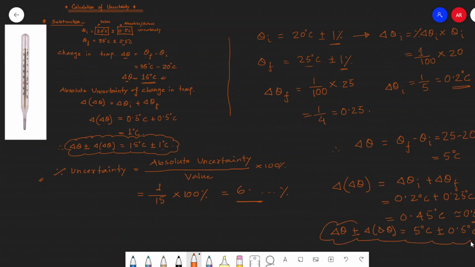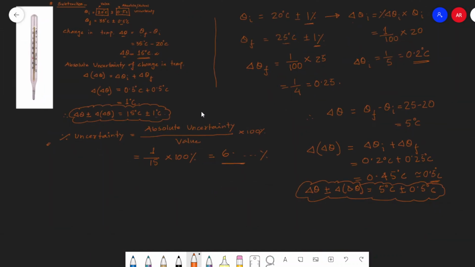So just look at the method, how we made use of absolute uncertainty and percentage uncertainty in expressing the value with its absolute uncertainty or value with its percentage uncertainty. For an example, right here we have calculated the difference 15 degrees Celsius. In terms of absolute uncertainty, it is 1 degree Celsius, but in terms of percentage uncertainty, this is plus minus 6 point something percentage. So this is going to be the answer in terms of the percentage uncertainty.